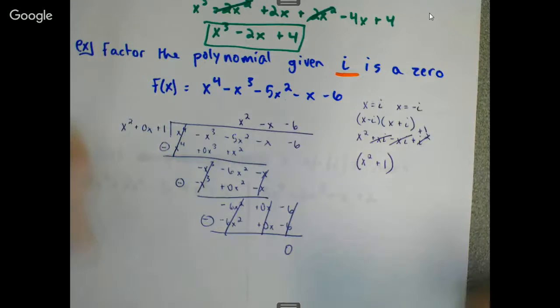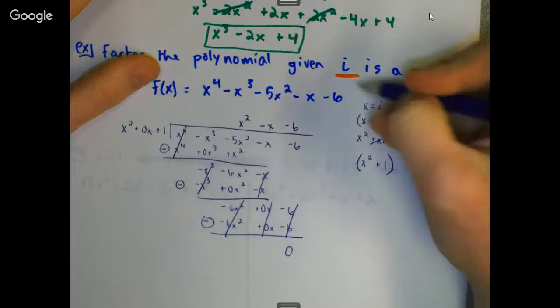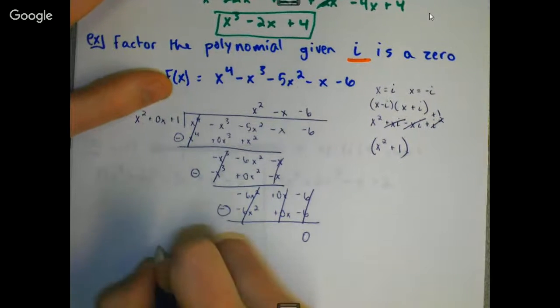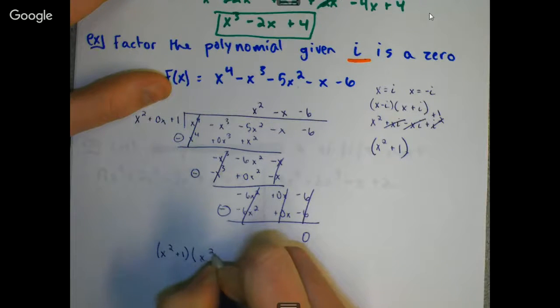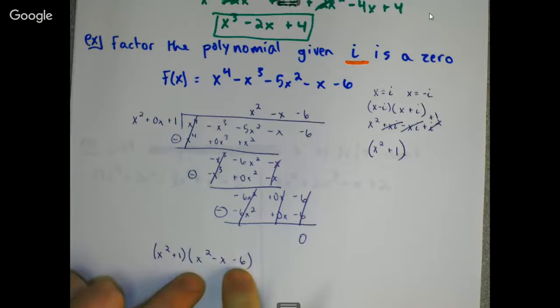Why do I get a 0 as a remainder? Because we said that it was a factor up here. It told me it was a 0. Okay, so we've got our x squared plus 1, x squared minus x minus 6. Now, I need to factor this one right here.